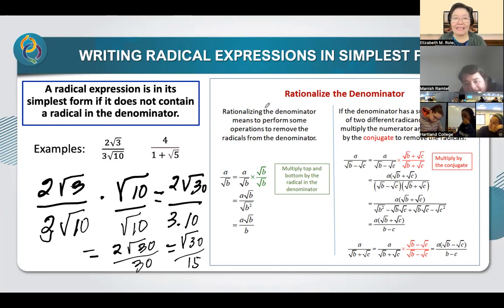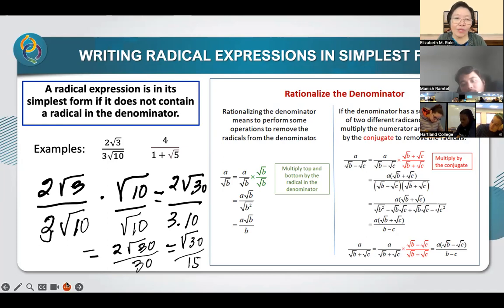Rationalizing the denominator means to perform some operations to remove the radical from the denominator. And so the rule, as I have there, is to multiply the top and the bottom by the radical in the denominator. And in that case, there will be no more radical in the denominator. The radical is allowed in the numerator, but not in the denominator. So just multiply by whatever is the radical in the denominator, and have the same radical over the denominator.